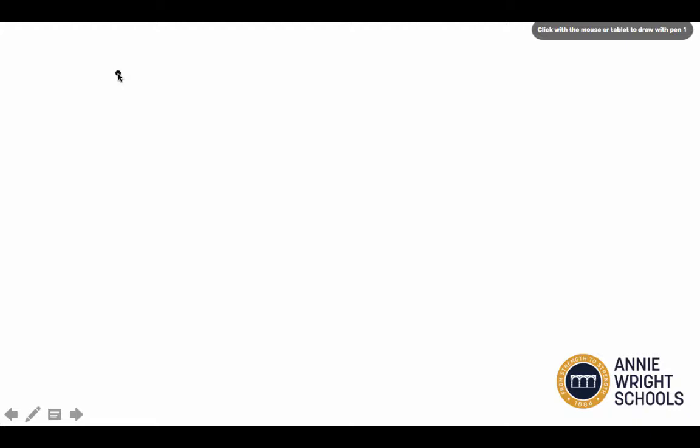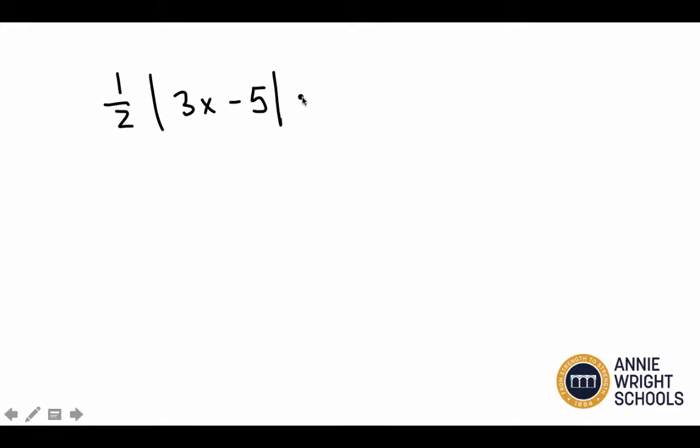So try this problem. 1/2 times the absolute value of 3x minus 5, minus 8 equals 3. So start this problem by just solving for the absolute value. Pause the video and see if you can solve for this absolute value.